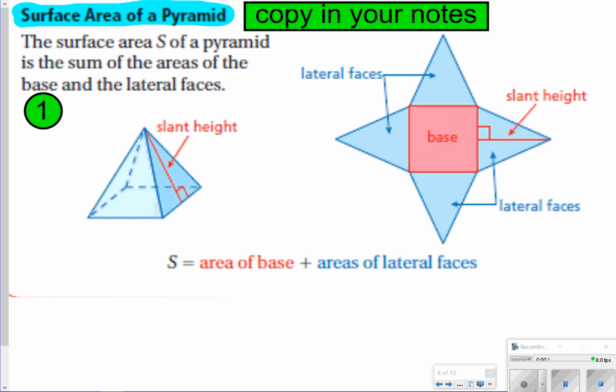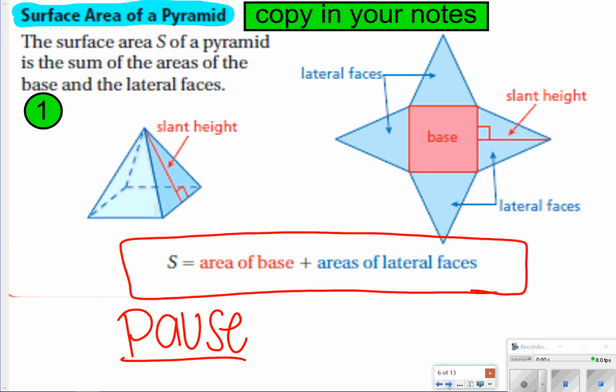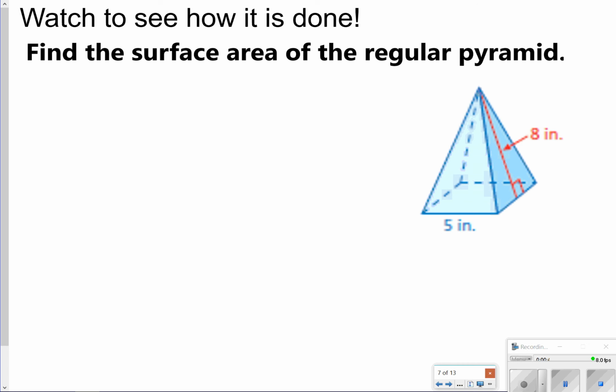First thing we're going to do is copy how to find the surface area of a pyramid. Notice that pyramids have slant heights, which are your triangles, and those are your lateral faces. And then their bases could either be a square, rectangle, or a triangle. So just make sure you copy this down real quick. In order to find the surface area of pyramids, you need to find the area of the base plus the areas of all the lateral faces. Let's go ahead and take time now to pause the video to copy it down, and once you're done, click play.